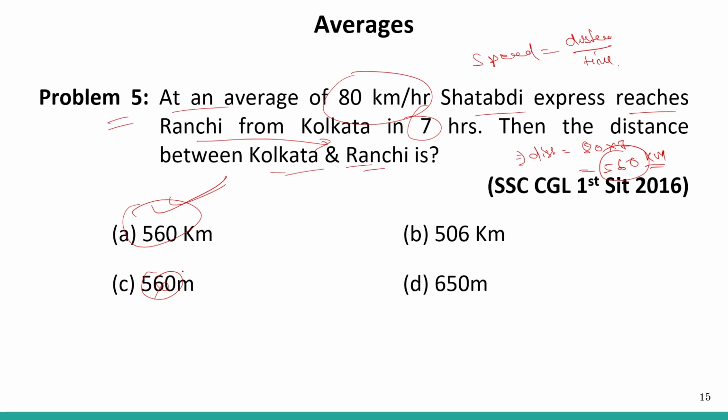560 meter is wrong because here everything is written in kilometer and hours, and so there will be no conversion from kilometer to meter. So it will be 560 kilometer. 506 is wrong. 650 is also wrong.